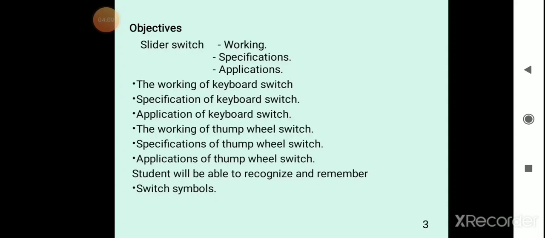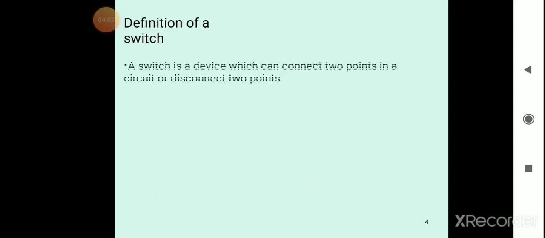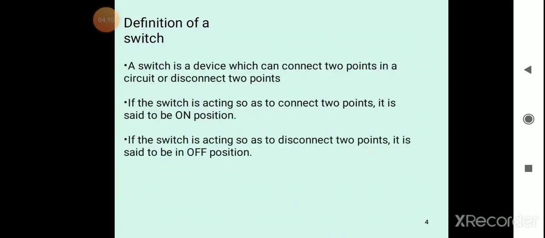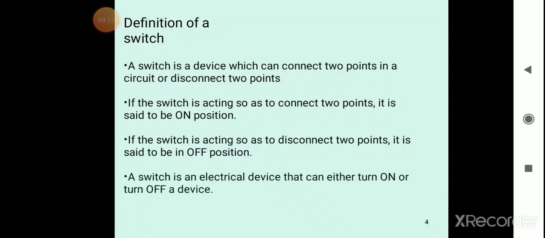Coming to the main topic. Define a switch. What is a switch? A switch is a button which turns the power on and off. It may work in different ways, but the purpose is that it allows the current and it stops the current. That is the main concept of the switch. You can say that a switch is a device which can connect two points in a circuit or disconnect two points.